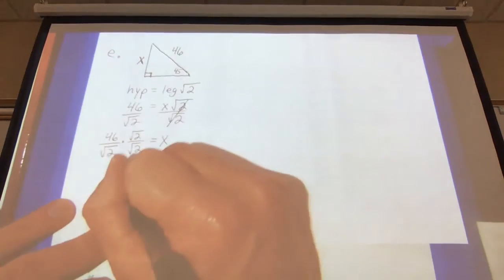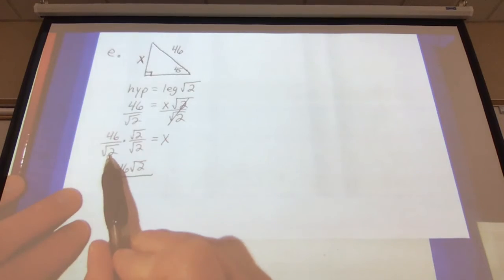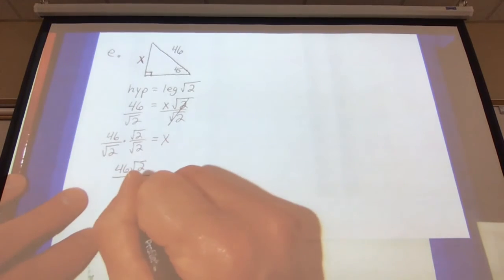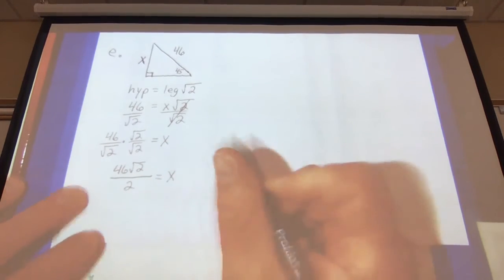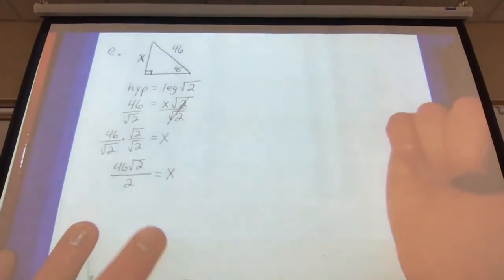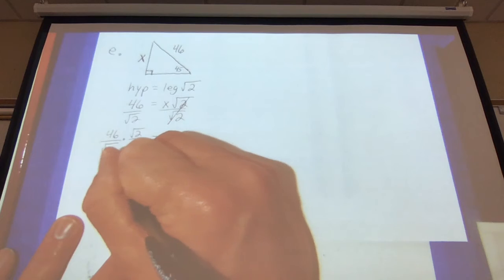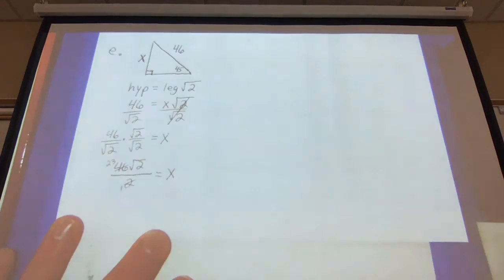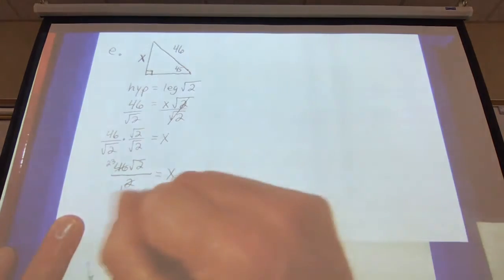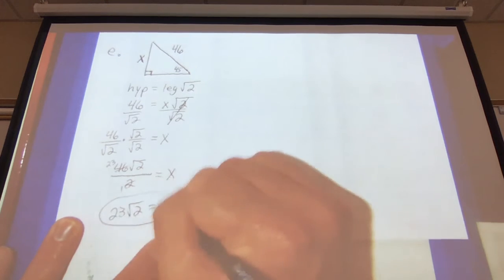Doing that on top gives you 46 times the square root of 2. Doing the shortcut on the bottom, square root of 2 times the square root of 2 is 2. 46 and 2 can both be divided by what? Divide them both by 2, so that's going to be 23. That's going to be 1. Simplest radical form, we get 23 times the square root of 2 equals x.